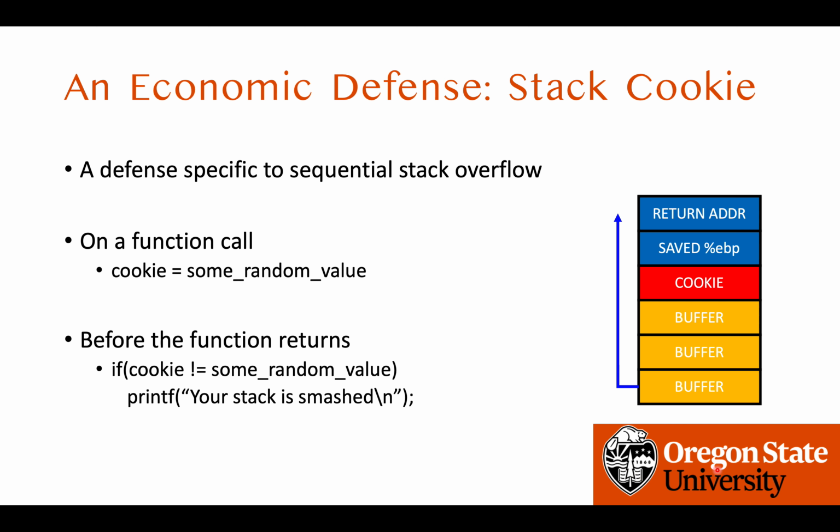fully overwriting all the values in between these two. When we make a function call, we put a random cookie value here, and then when the function returns, we compare this value to the original random value to check if any kind of overwrite operation has been applied to the cookie, the saved EBP, and the return address. If the value is matched, then it's okay. But if the value is mismatched, then we can detect that as an attack and kill the program.